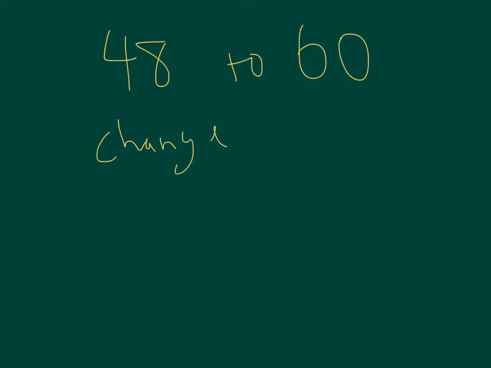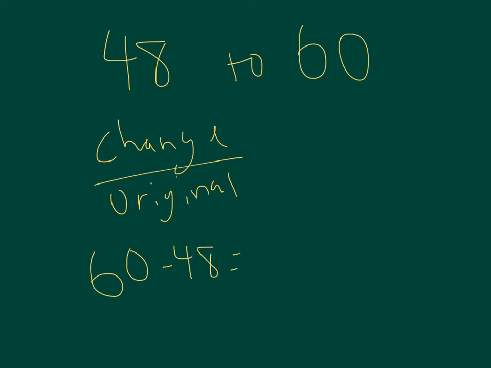Let's say I went from 48 to 60. Now, first think about, what did I say the formula was? You should have said that's the amount of change over the original. Alright, so in order to find the amount of change, that's our difference. So the difference between the two, I would say 60 minus 48, which is 12. So my amount of change is 12. Now, which number was my original, 48 or 60? You should have said 48.